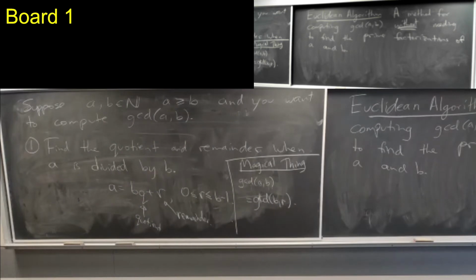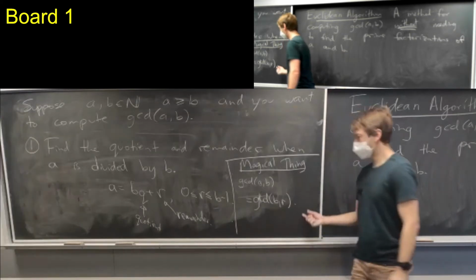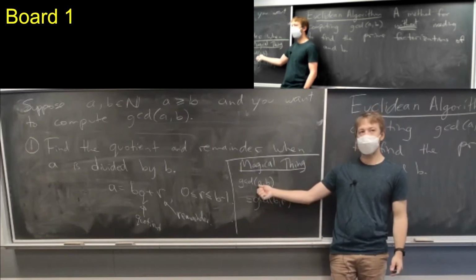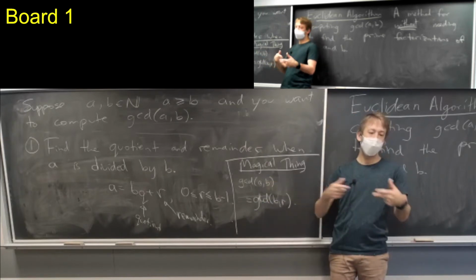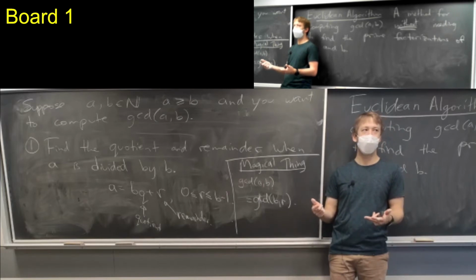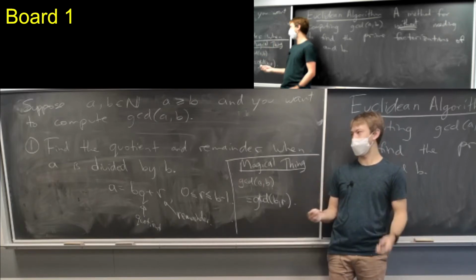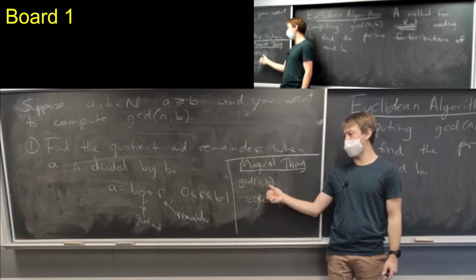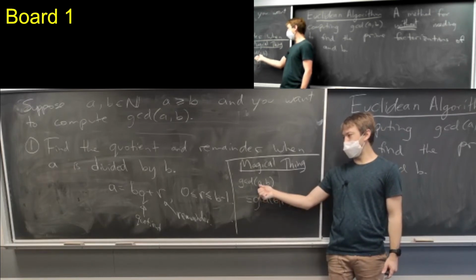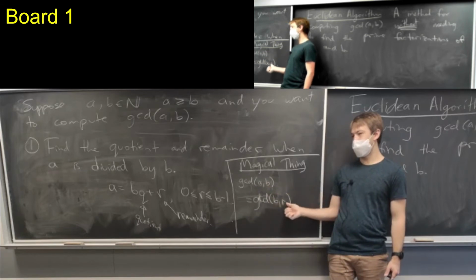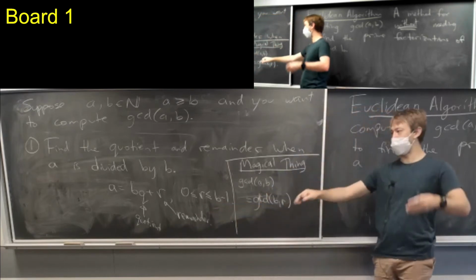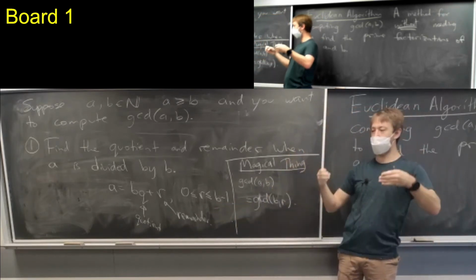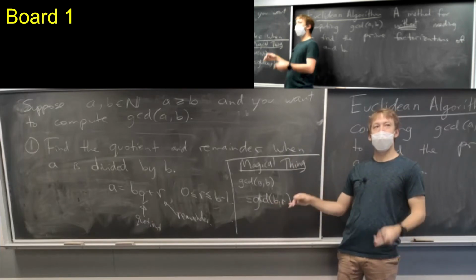I'll prove that to you, but for now I'll just say this is a magical thing. It's super useful because imagine a and b are big numbers, and I can compute the quotient and remainder. That's pretty easy to compute. And then I can just say the GCD of a and b is the same as the GCD of b and r, where I know that r is smaller than b. So I've taken my problem with two big numbers, and I've reduced it to a problem involving smaller numbers.